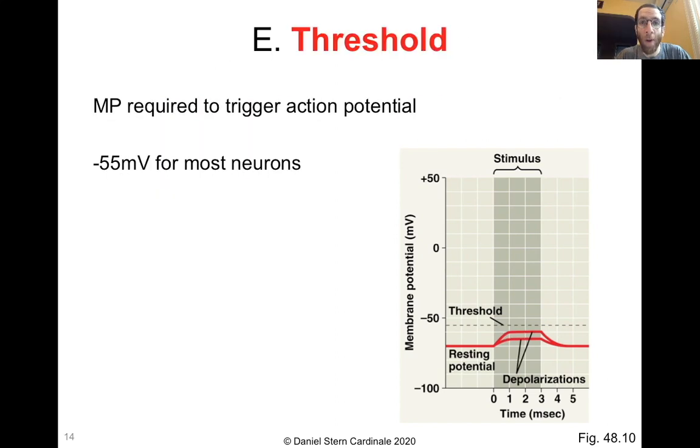The final thing we'll talk about in the context of membrane potentials is the threshold potential. And this is the membrane potential required to trigger an action potential. For most neurons, the threshold potential is negative 55 millivolts. And in this same figure we just saw right here, you can see the dotted line indicates the threshold potential of negative 55 millivolts. What that means is that starting from this resting potential of about negative 70 millivolts, you need to depolarize to negative 55 in order to trigger an action potential. In the next section, we're going to talk about exactly what happens when you do that.